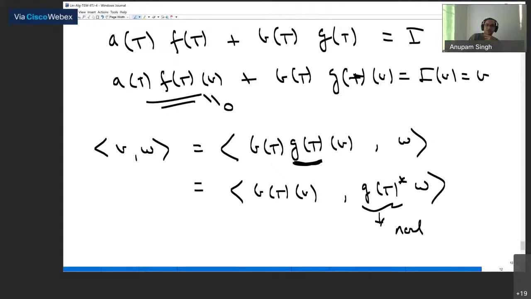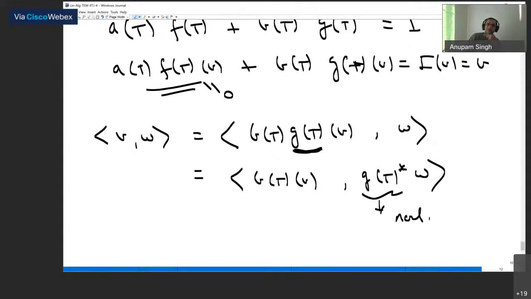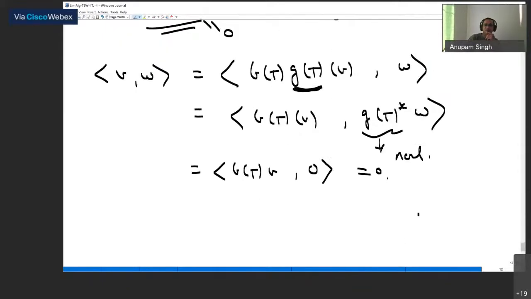And for a normal operator, the kernel of g(T) and g(T)* is the same. So w is being killed by g(T), so it is also killed by g(T)*. So this part is 0, and this becomes <b(T)v, 0>, and hence I get 0. So this is why v and w are perpendicular.